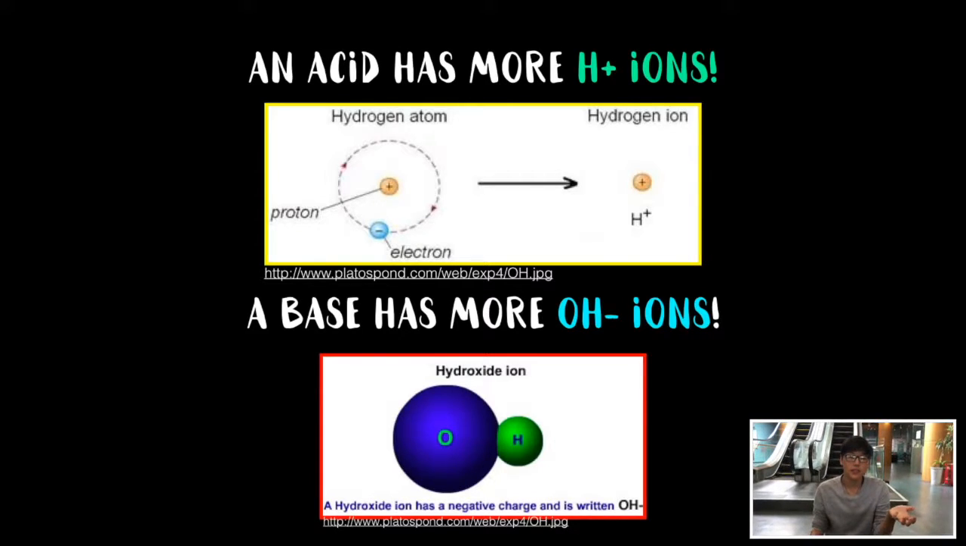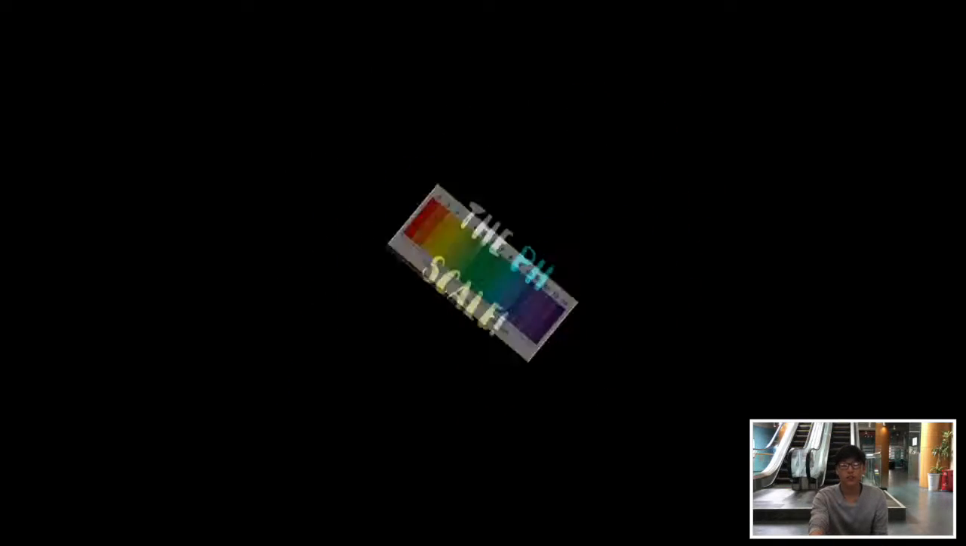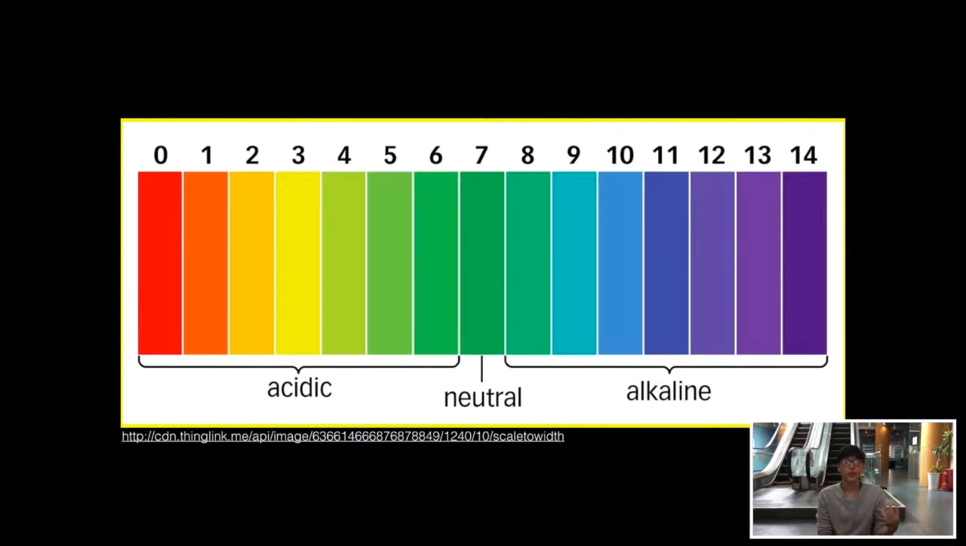If you have a substance and you mix it with water and more H plus ions form, it's an acid. And if you mix a substance with water and more OH ions form, then it's a base. So how do we tell if something is more acidic or basic? Essentially, we use something called the pH scale. The pH scale ranges from 0 to 14, and the closer to 0 it is, the more acidic it is, and the closer to 14 it is, the more basic it is.